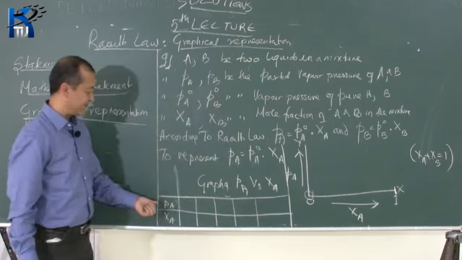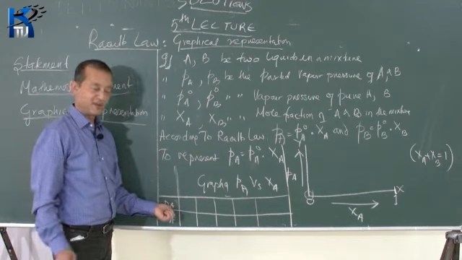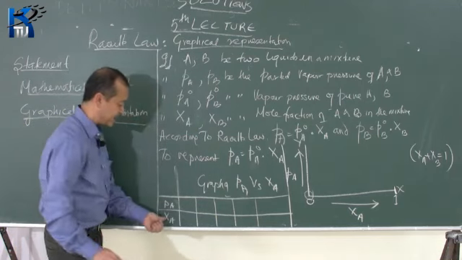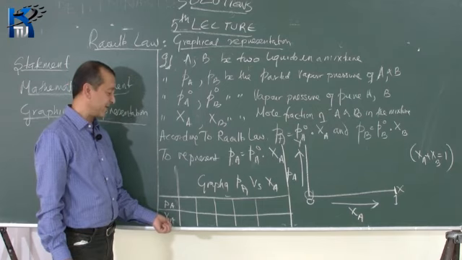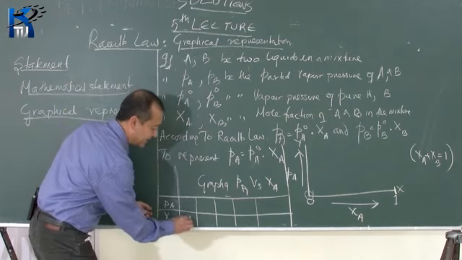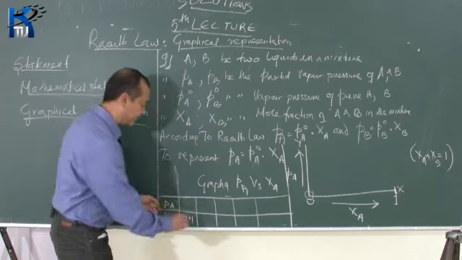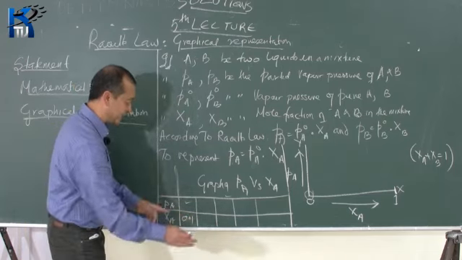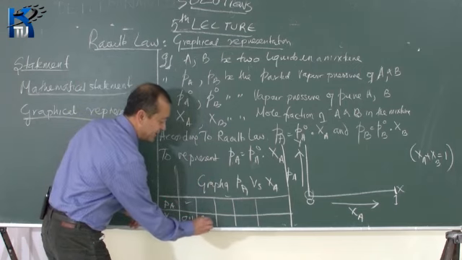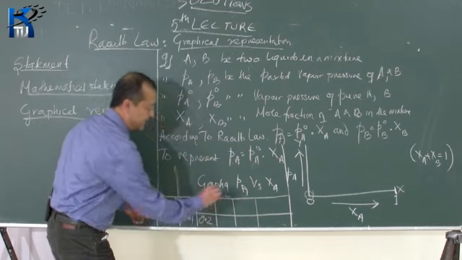What are those values? You find how much PA is. Otherwise, you take the mole fraction of A. Supposing the mole fraction of A is, say, 0.1, then find out how much PA will be. Then you change the mole fraction of A to 0.2 and find out how much PA is.